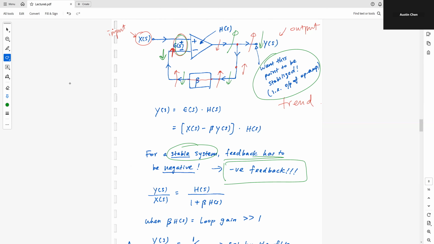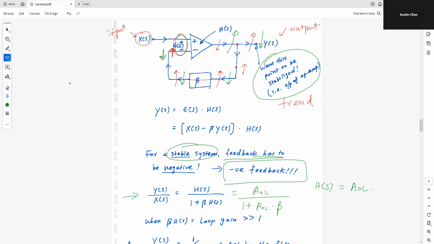Okay, let's look at the expression again. So Y of s divided by X of s is equal to H of s over 1 plus beta H of s. This can also be written if you want to, so I can replace H of s with AOL, knowing that AOL is the open loop gain of my op-amp. So I can just say AOL divided by 1 plus AOL times beta. So I'm swapping the AOL and the beta position, but these two equations are the same.